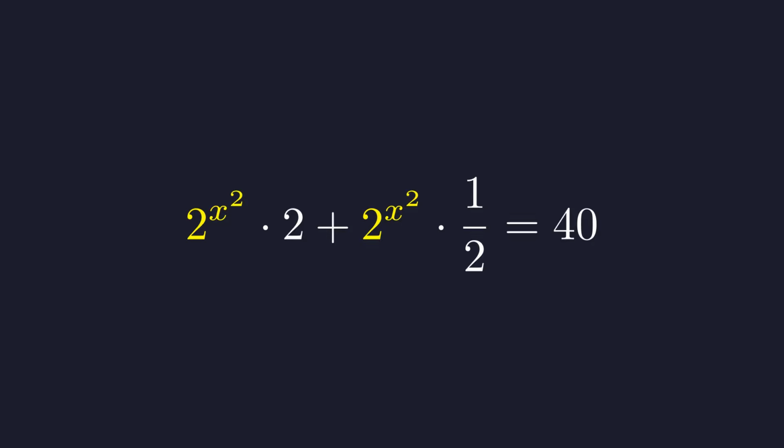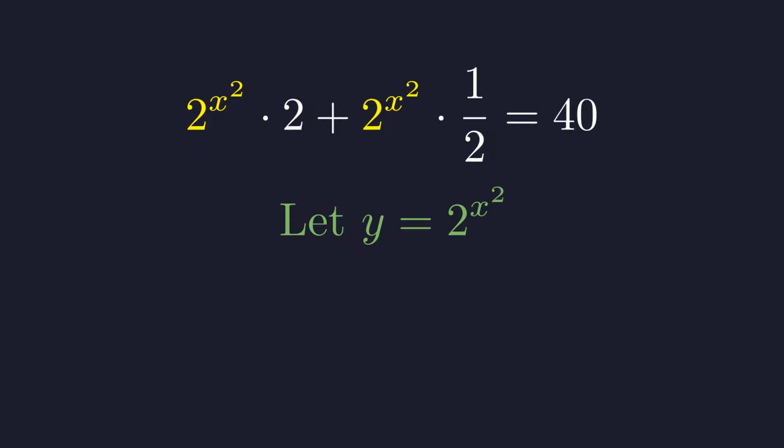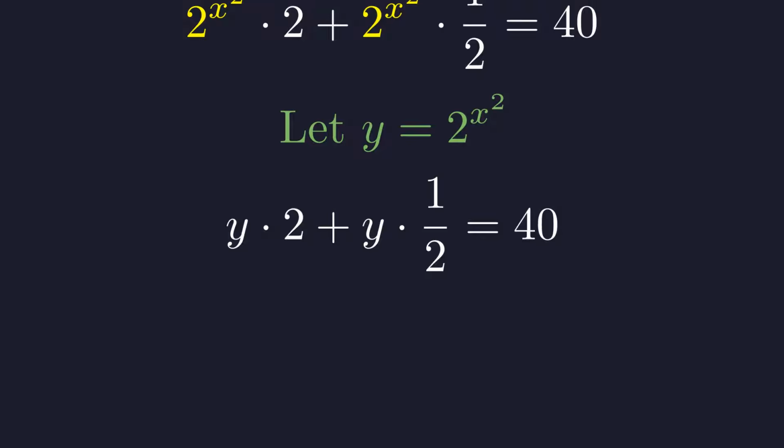Whenever you see the same expression repeated like this, that's your cue to make a substitution. Let's call this whole thing y and see where it takes us. So let y equal 2 to the x squared. This simple substitution is going to transform our problem completely. And just like that, our scary exponential equation becomes this clean, linear equation in y. Magic, right?